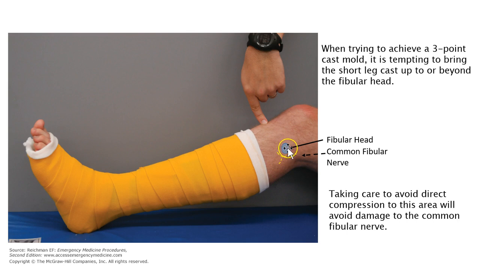fracture. I've drawn in here the approximate location for the fibular head, and then the approximate location of the common fibular nerve before it branches into the deep fibular nerve serving the anterior compartment and the superficial fibular nerve serving the lateral compartment. If the course of the common fibular nerve is not taken into account when applying a short leg cast, the nerve can easily be lesioned.